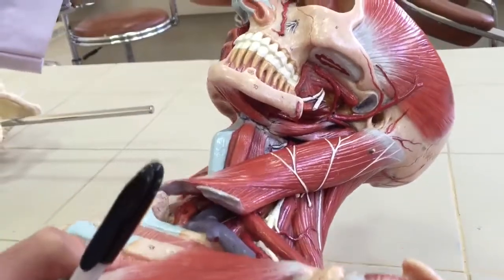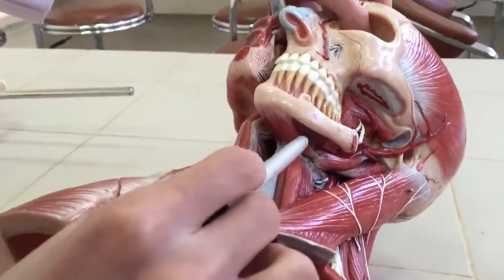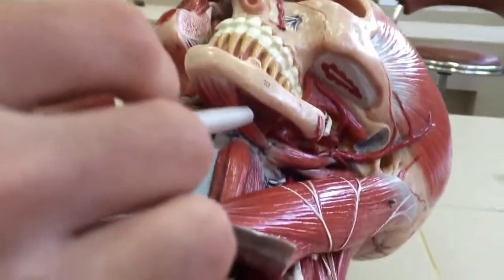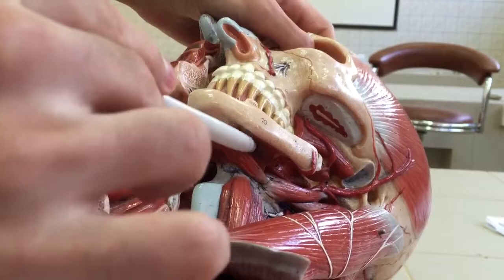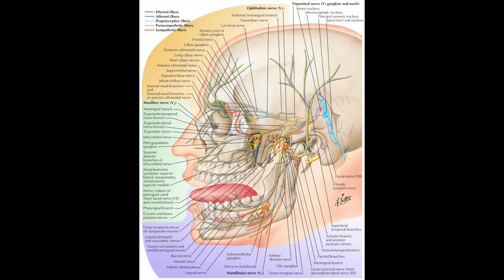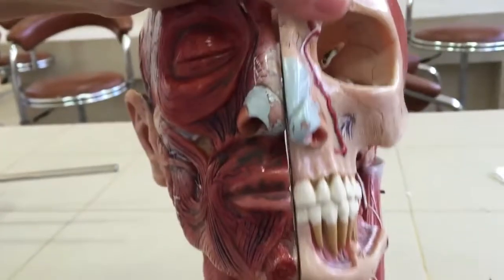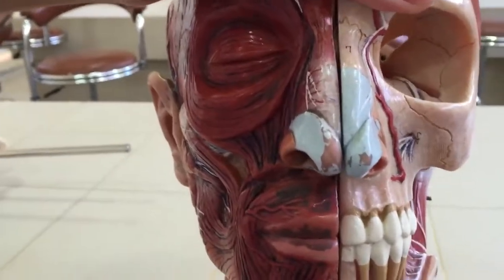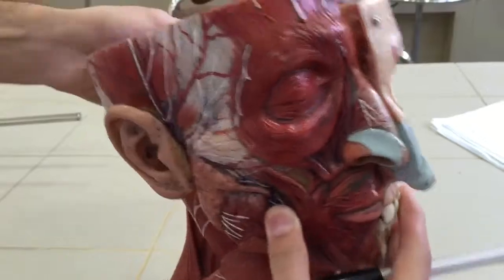Well, the mylohyoid muscle could be this. It could be this. This could be the mylohyoid muscle. Nerve to mylohyoid supplies this, a branch of the inferior alveolar nerve. But anyways, what's important is the mental nerve, and also we've got the auriculotemporal nerve.